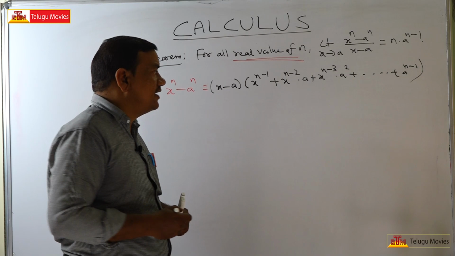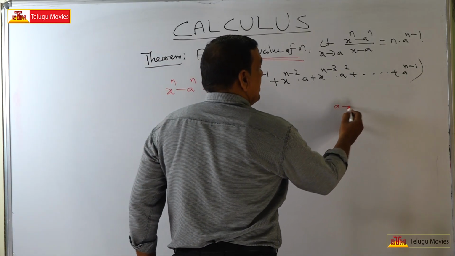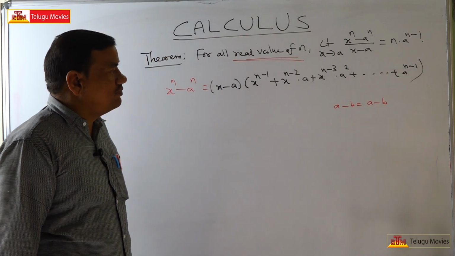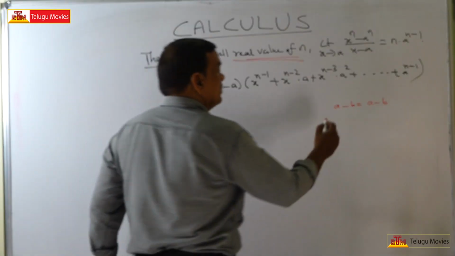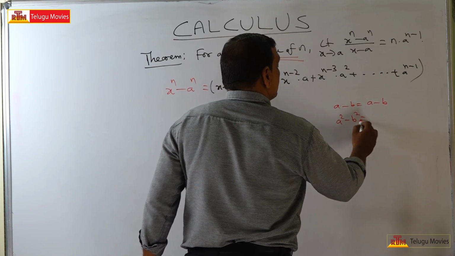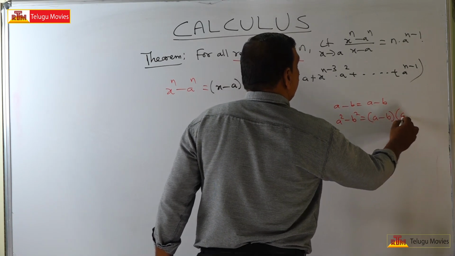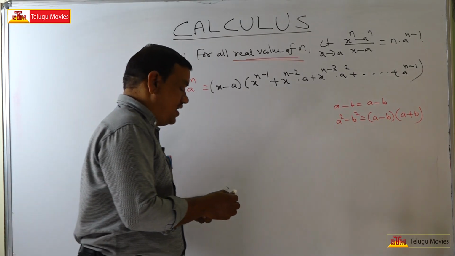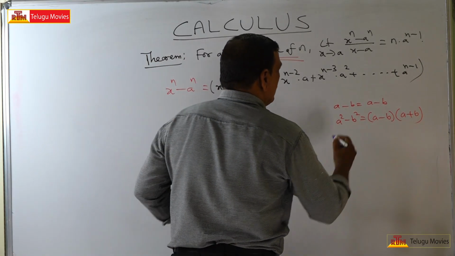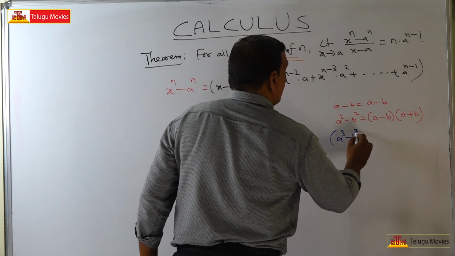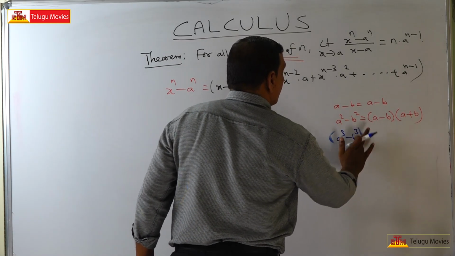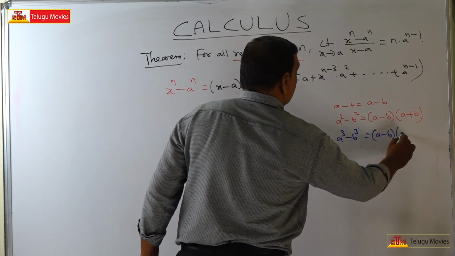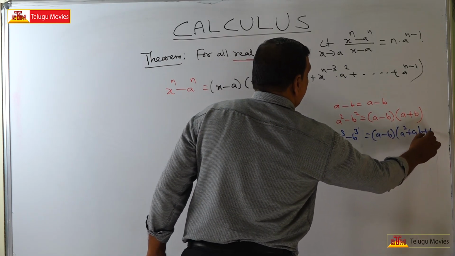For example, I am writing the a minus b value formula. In algebra, you know the formula: a squared minus b squared is how much? It is (a minus b) times (a plus b). Right. What is the a cubed minus b cubed formula? It is (a minus b) times (a squared plus ab plus b squared).